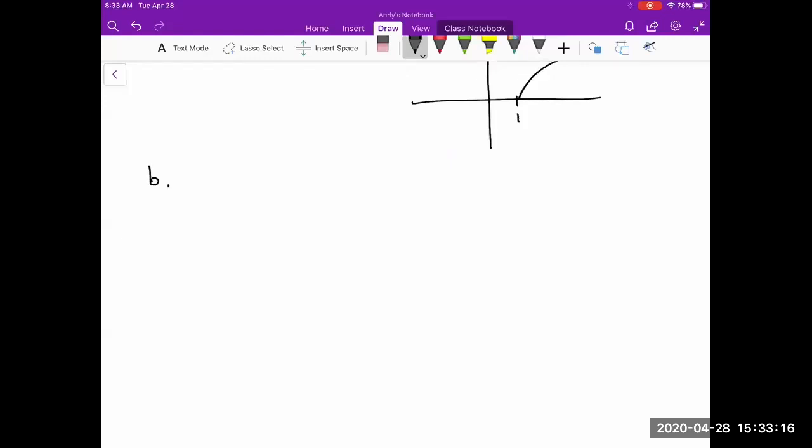So 1b, x is equal to 2 cosine theta, y is equal to 1 plus sine of theta. And here theta is in between 0 and pi over 2.